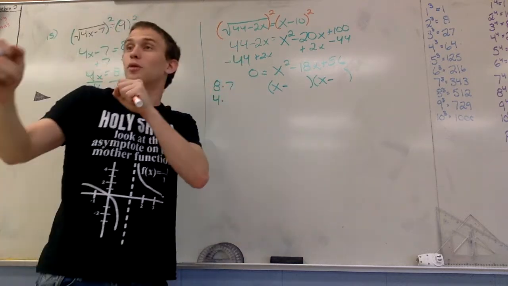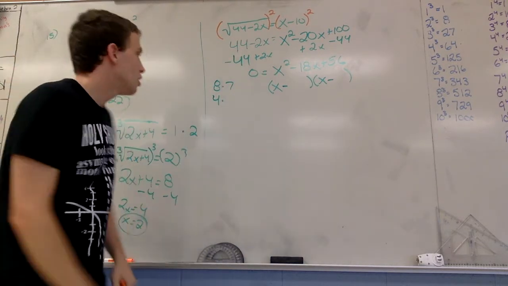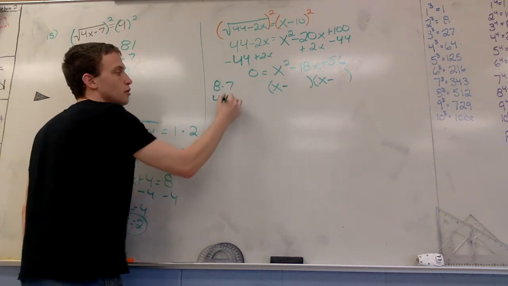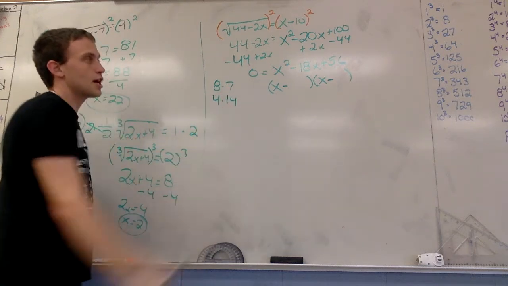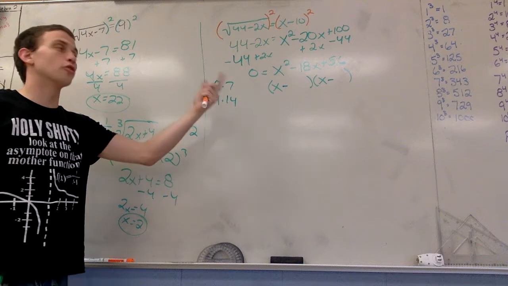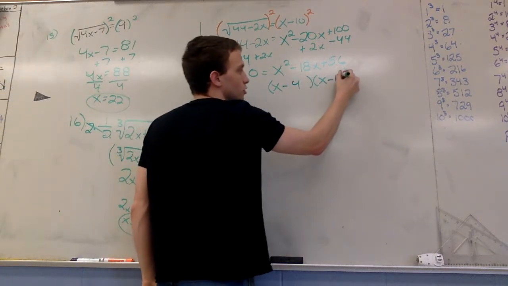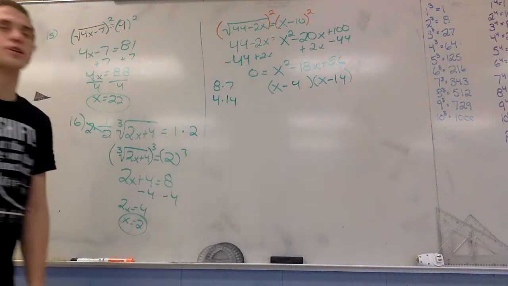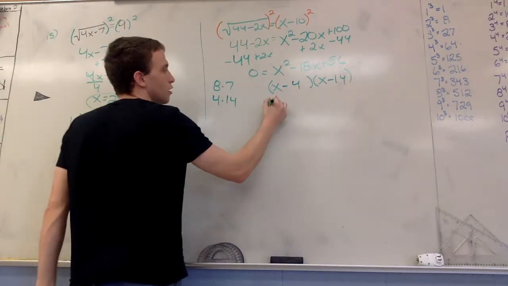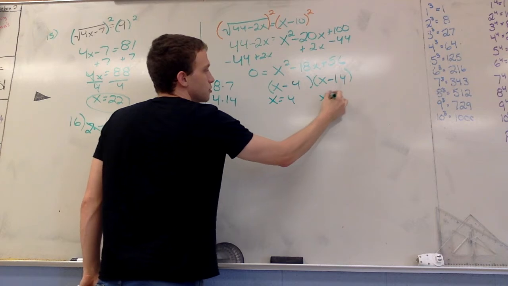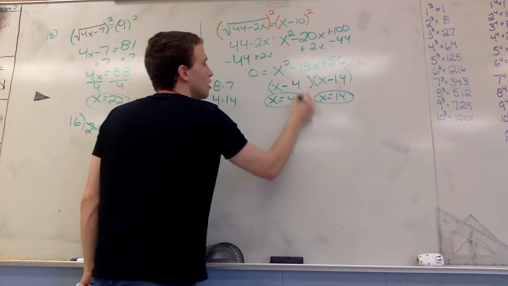I divided and multiplied by the same thing, didn't I? So what's 7 times 2? 14. Do these add to 18? And they do multiply to 56. So what we can do is say 4 and 14 then. So my solutions here, x would equal what? 4 and x equals 14. Am I done?